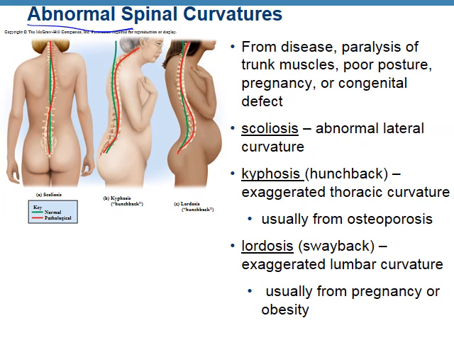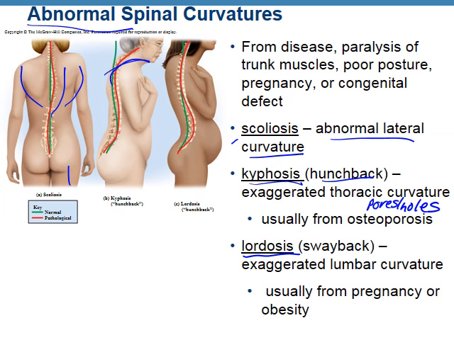Lastly, we can look at abnormal curvatures of the spine. So scoliosis is when you have an abnormal lateral curvature. So the spine is basically curving to the outside, either right or left. You can have kyphosis, which is hunchback. So this is when you have an exaggerated thoracic curve. It usually happens due to osteoporosis, which we haven't talked about, but pores or holes in your bones.